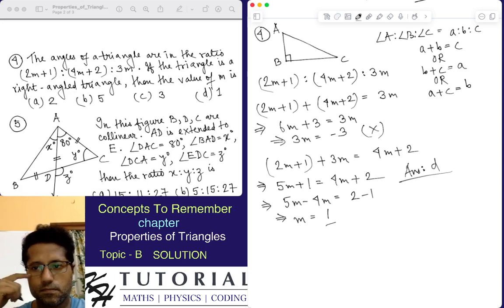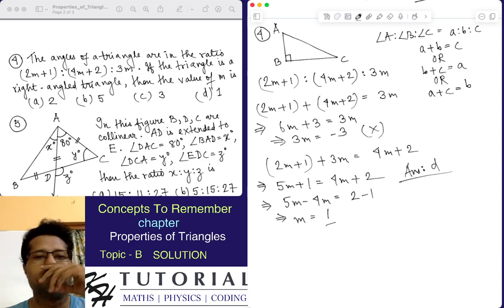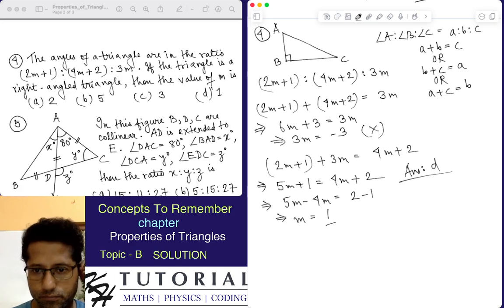So the idea was, if the ratio of angles in a triangle is given, and it is said that the triangle is a right angled triangle, then we can use the fact that a triangle with a given ratio of angles will be right angled if any two terms of the ratio add up to the third term.